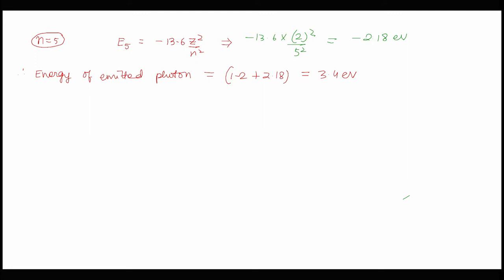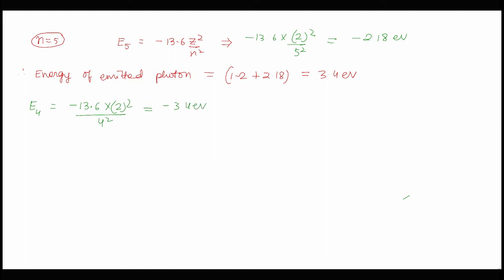Now we are looking after the possibilities that can take place after the recombination reaction. Now after the recombination reaction, the electron may undergo transition from a higher level to a lower level, thereby emitting photons. So we are calculating energy corresponding to n equal to 4, n equal to 3 and n equal to 2. So if we do so, we can calculate that E4 is equal to minus 13.6 into 2 square by 4 square, and we obtain this is equal to minus 3.4 electron volt.